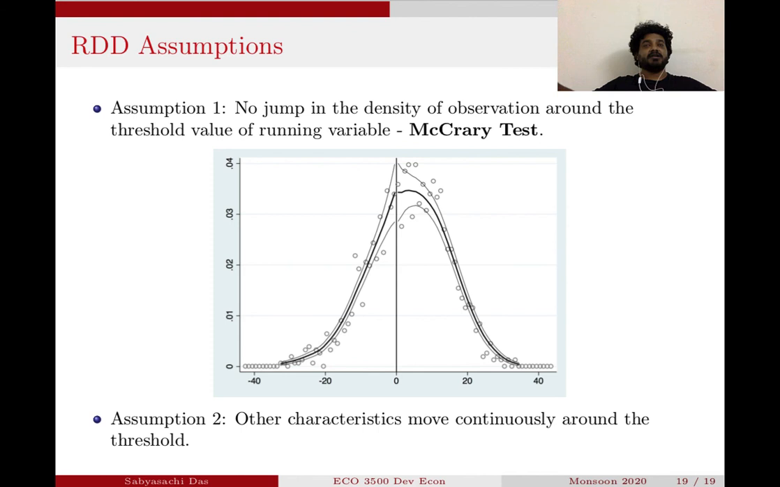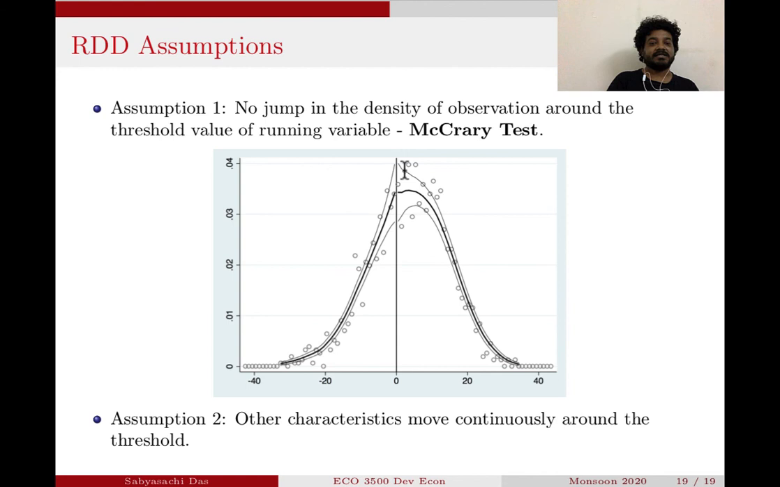So if you plot the density of observations, how many observations you have around each value of the running variable, then if there is manipulation, you should see a jump at the threshold in the density. Meaning, if these minus score villages are manipulating their scores to get to the right, then you should see much less mass here, much fewer observations to the left of the threshold, and a much larger number of villages just to the right of the threshold.